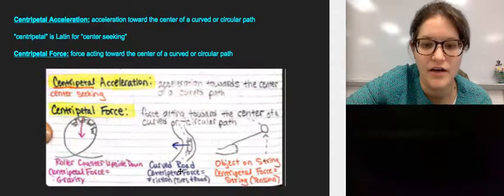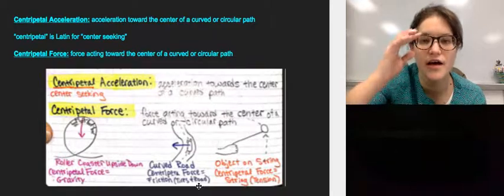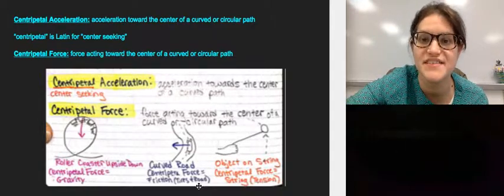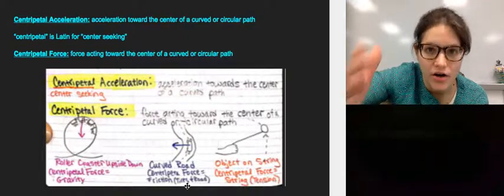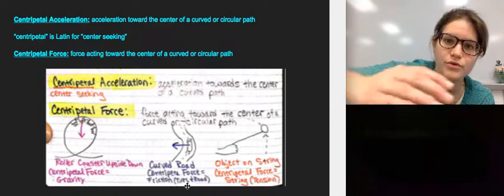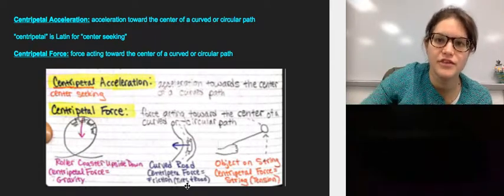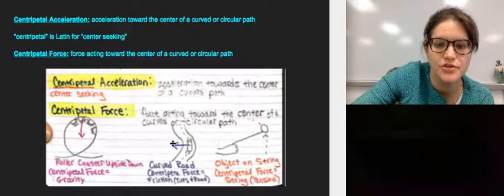On the curved road here, the centripetal force is the friction between the tires and the road. When we had some slick roads in the winter, it's hard to get all the way through a curve if you don't have enough friction between your tires and the ground. If it's too slick, you can just slide and go straight instead of being able to go in the curve. So that centripetal force is the friction that allows you to push towards the center of that circle.